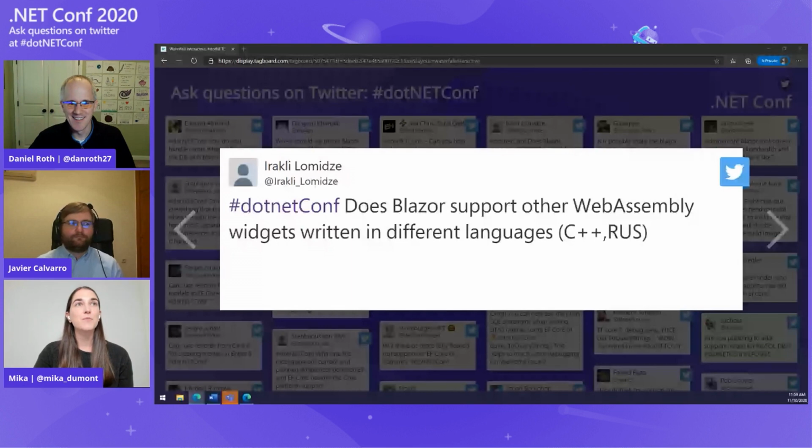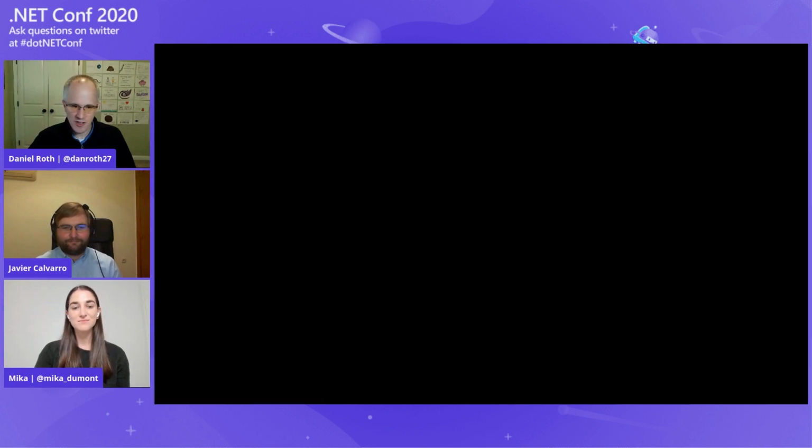Here's one from Irakli, and they want to know, does Blazor support other WebAssembly widgets written in different languages, C++, Rust? That's a great question. So Blazor is just built on open web standards, right? It's WebAssembly, WebSockets, HTML, CSS, and Blazor supports doing interop with JavaScript. Like if you have JavaScript code that you want to bring in, you can call into arbitrary libraries. Like you may have some existing libraries that you want to reuse.